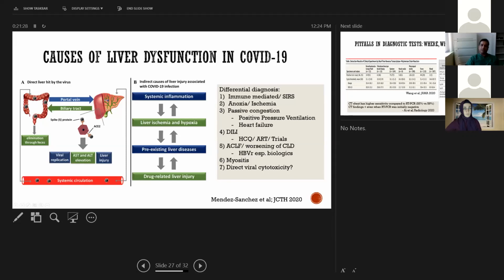We need to keep in mind acute and chronic liver failure, and especially hepatitis B reactivation when using tocilizumab or other biologics. And again, when AST is higher than ALT, myositis and extrahepatic organ injury should be kept in mind.